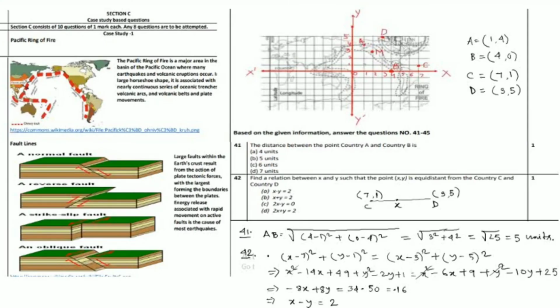Okay, now we will solve section C, and it is based on the case study. Section C consists of 10 questions of 1 mark each, and any 8 questions are to be attempted. Here you can see a map.